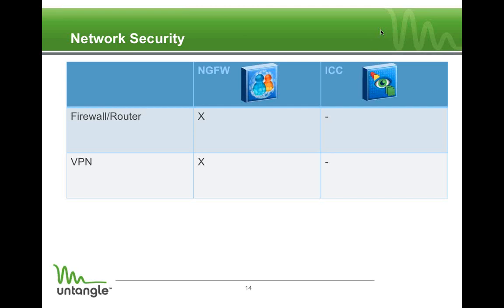On the network security front, as I mentioned, NG Firewall is a firewall router and offers VPN, where IC Control is going to be run in more of a bridge mode and doesn't offer those capabilities.